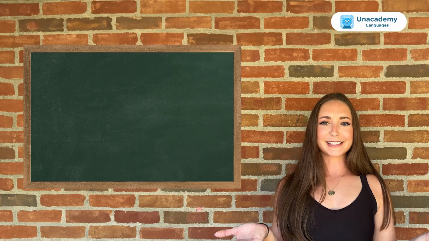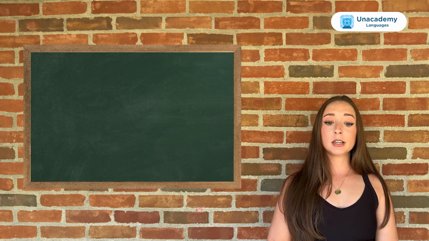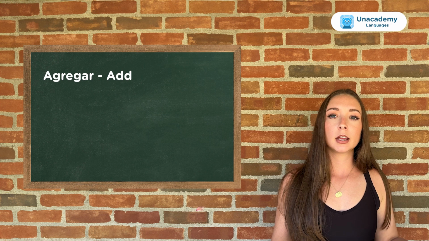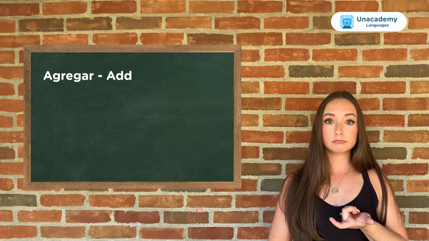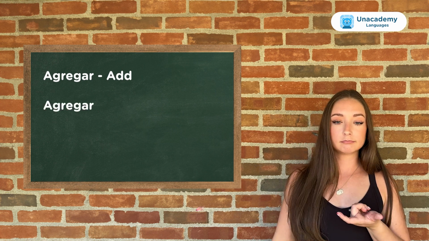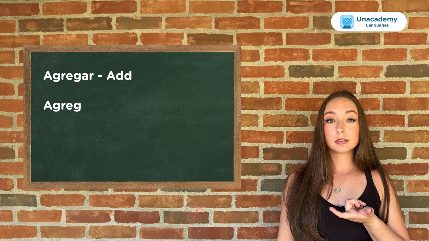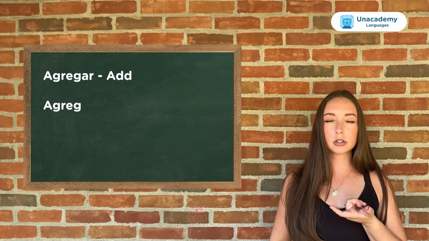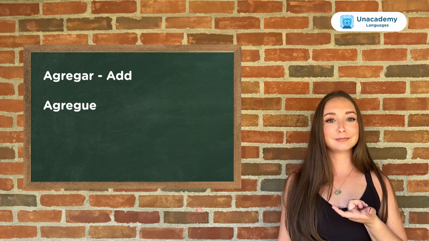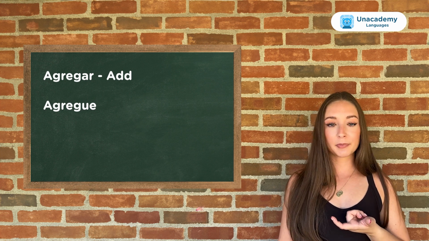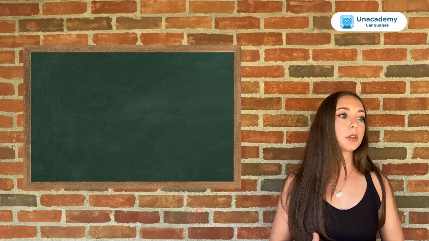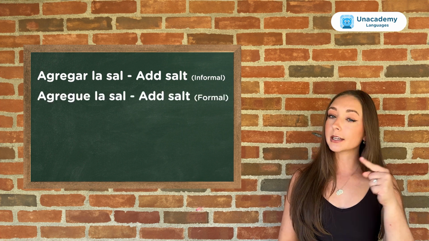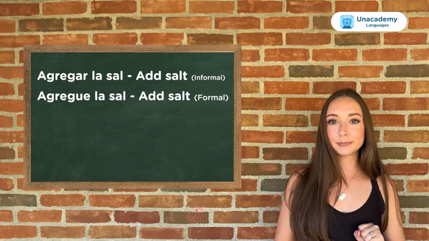So why don't we practice these? Pretend that you were telling me to add salt to the dish. You're telling me add salt. It comes from the verb agregar. So I'm going to take off that AR. Okay, start with yo, the yo form. Okay, agrego, take away the O, switch the vowel, and there you go. Agregue la sal. If you're speaking to somebody in a more polite way or someone with more seniority than you, you would say, instead of agrega la sal, agregue la sal.